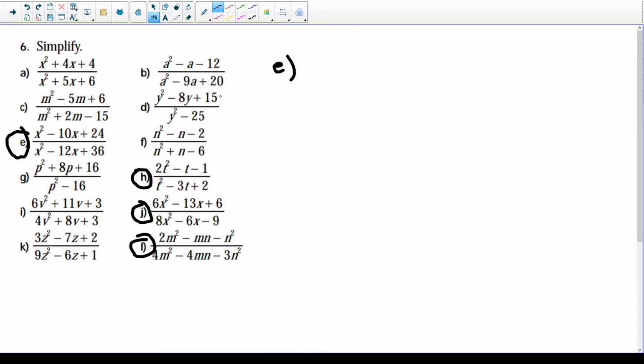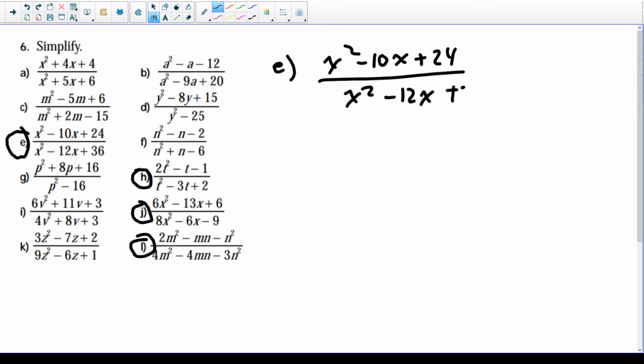Now E is a type 1 trinomial scenario, so we have x squared minus 10x plus 24 all divided by x squared minus 12x plus 36. We cannot list our restrictions until we've factored because we don't know what they actually are. So this is a question as to how quickly can you factor. I'm not going to build my trees anymore. Actually, maybe I'll do it for this first one just because we haven't seen it in a couple of days.